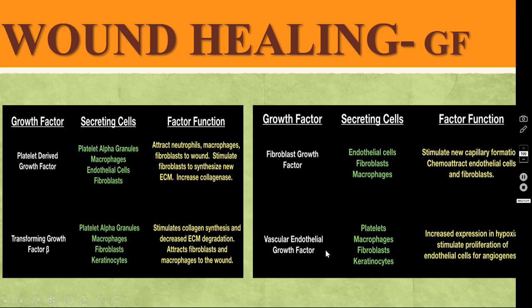Vascular endothelial growth factor is secreted by platelets, macrophages, fibroblasts, and keratinocytes. This has increased expression in hypoxia, and stimulates proliferation of endothelial cells for angiogenesis. That is the main action of this growth factor.